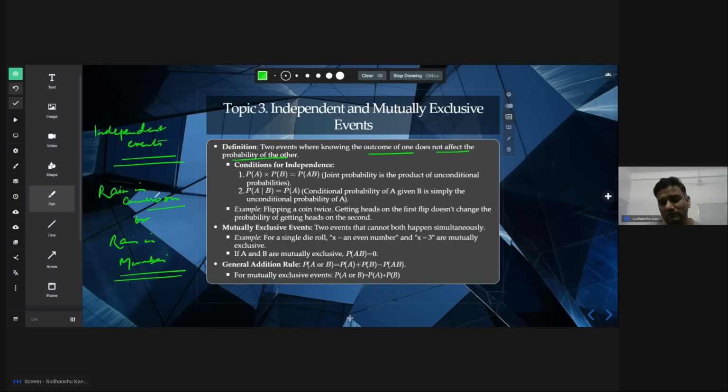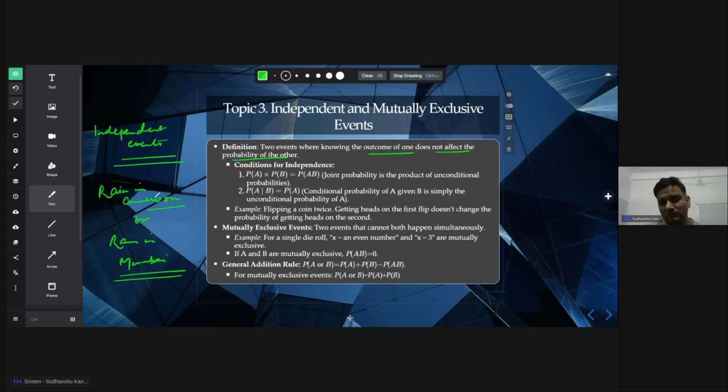When you roll a die, you have a finite number of possible outcomes. You cannot get 2.5, right? You cannot get 2.5, you cannot get 3.5. These are not possible. Either you can get 1, either you can get 2, either you can get 3, either you can get 4, 5, or 6. So the possible outcomes are only 6, right?